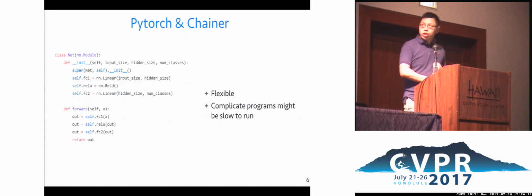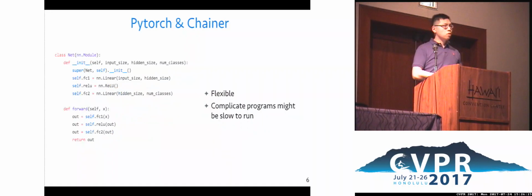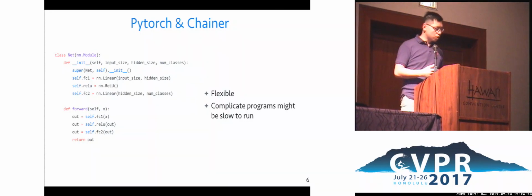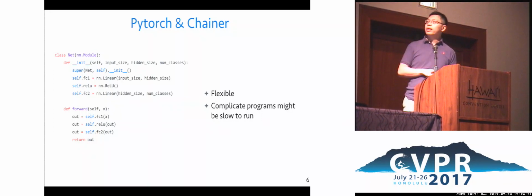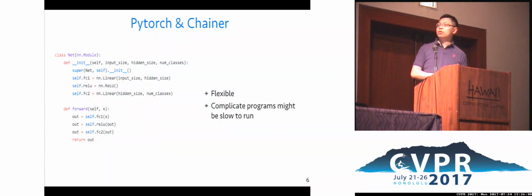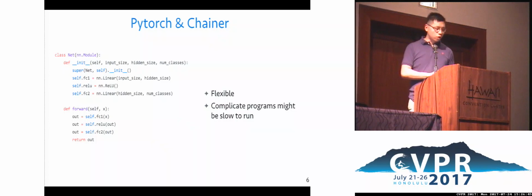So PyTorch and Chainer are trying to solve this problem. They follow the purely imperative style. This is how to implement a multi-layer perceptron with a single hidden layer. You define a network, then at initialization, you initialize 2 linear layers, FC1 and FC2, and also a ReLU. Then you define the forward function.